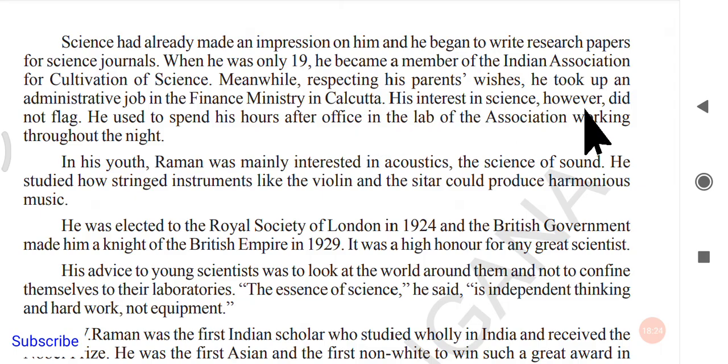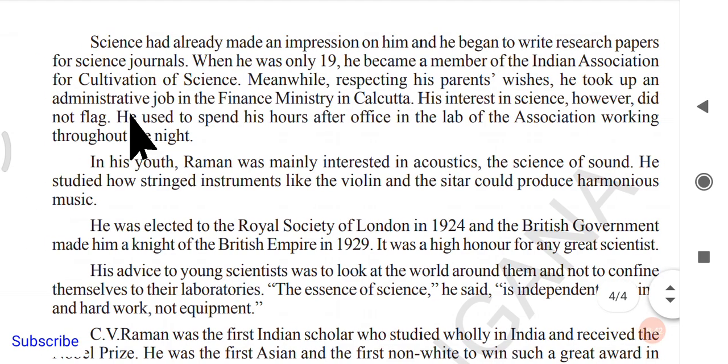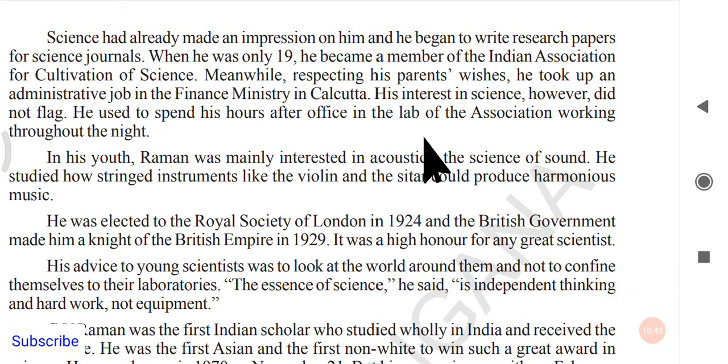His interest in science, however, did not flag, in the sense, did not stop. He had so much interest in science that his job did not stop C.V. Raman from focusing on science. He used to spend his hours after office in the lab of the association, working throughout the night. Soon after finishing his job in the finance ministry, he used to go to the association lab and do his experiments there throughout the night.